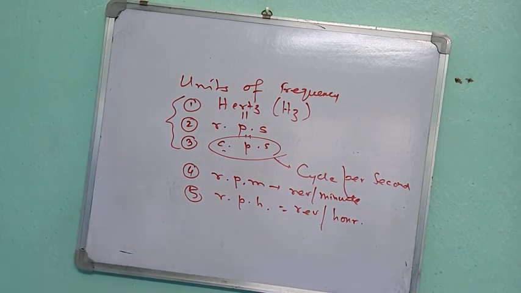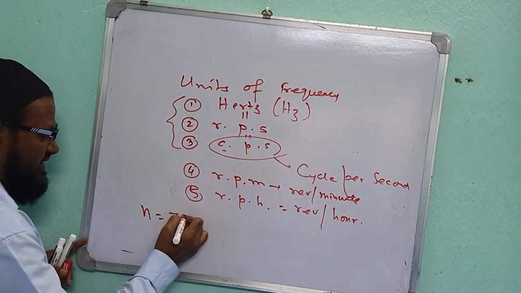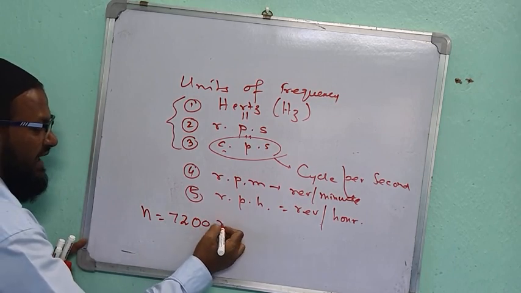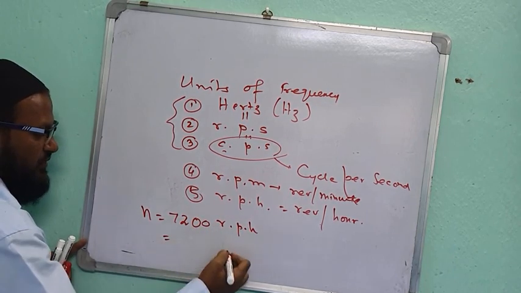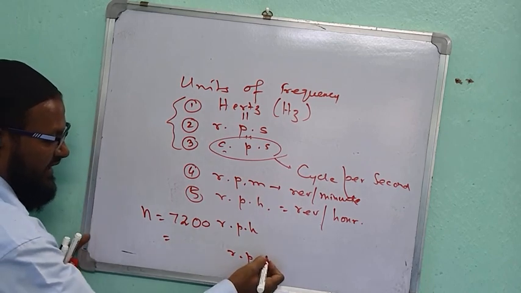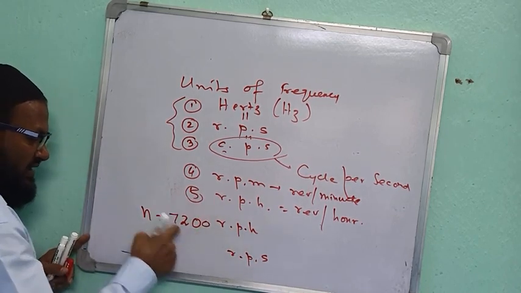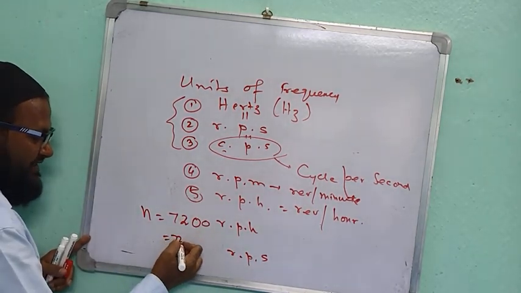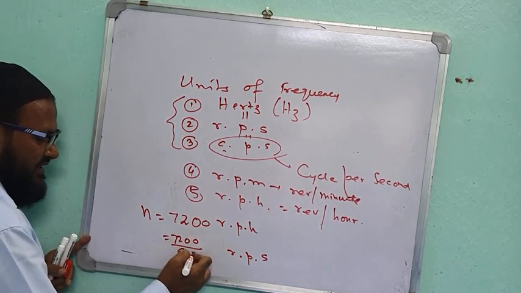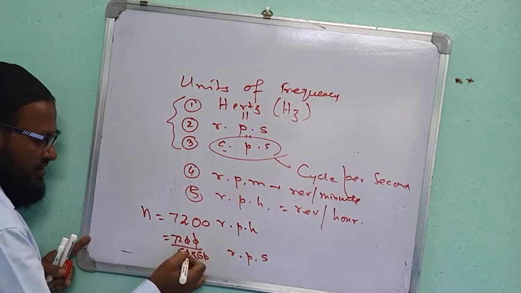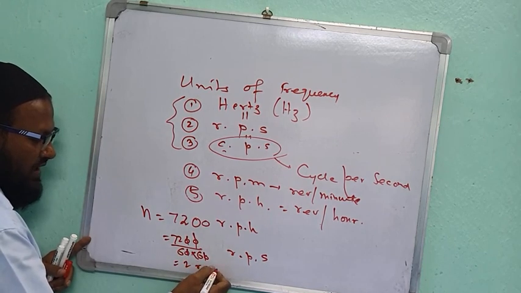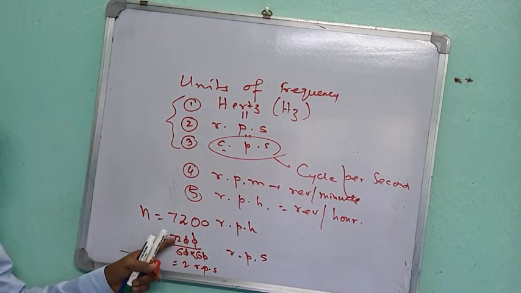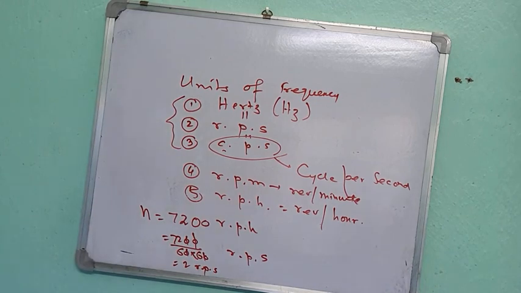Suppose A equal to 7200 RPH, you have to convert this into RPS. In an hour, 7200 times. In 1 second, the revolution number will be less. So divide by 60 into 60. What is this? 2 RPS. Okay? Next.